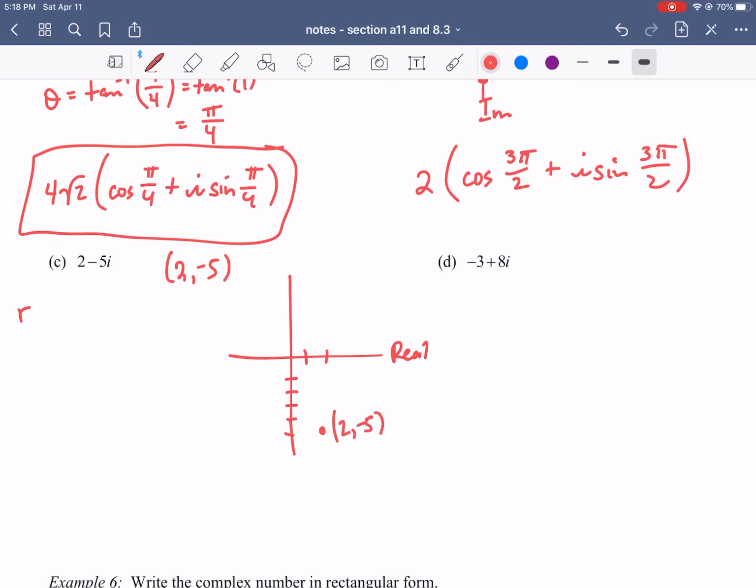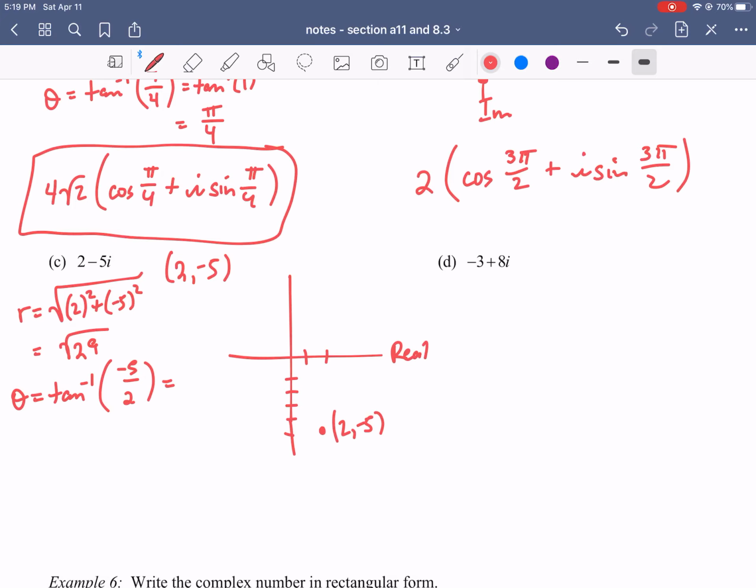The next thing that we want to do is figure out what the radius and the angle are so that we can write it in polar form. So r is going to equal the square root of a squared plus b squared. Doing some simplifying, that's going to give me the square root of 4 plus 25, which is 29. And then the angle, which I'm not going to be able to do without a calculator, is going to be tan inverse of that imaginary part divided by the real part.